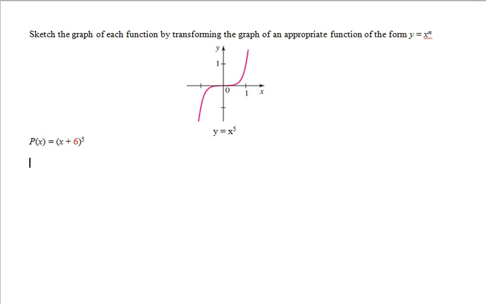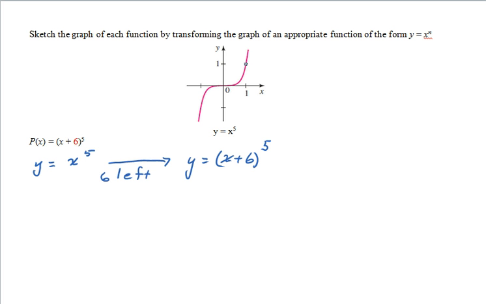Here we're given the graph of y equals x to the fifth and asked to graph p of x equals (x plus 6) to the fifth. So y equals x to the fifth has been replaced: the x has been replaced by x plus 6. This is going to move the graph 6 units to the left.